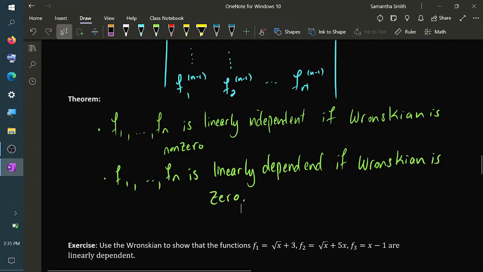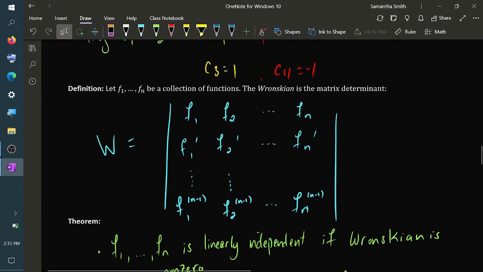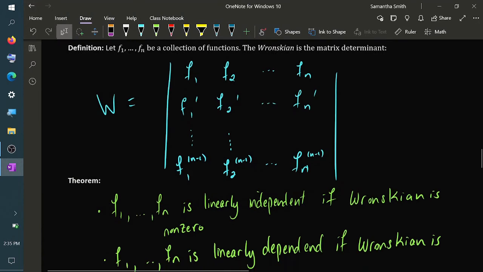Super similar to linear algebra if you've taken it. In linear algebra, if you wanted to determine if a collection of vectors was linearly independent, you threw them all into a matrix, calculated the matrix determinant, and if the determinant was non-zero, then the vectors were independent. And it's basically the same thing here, except that the matrix that we are calculating is the Wronskian, which is filled up with all these different derivatives of the functions.